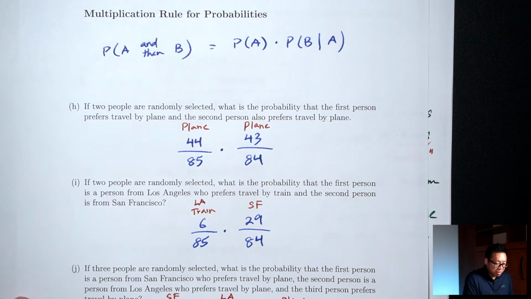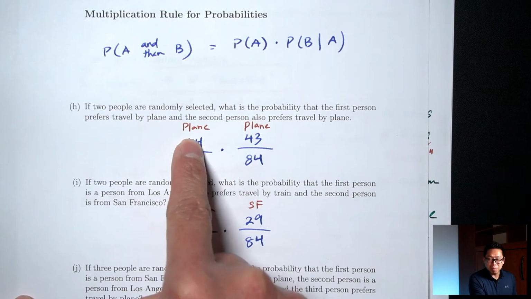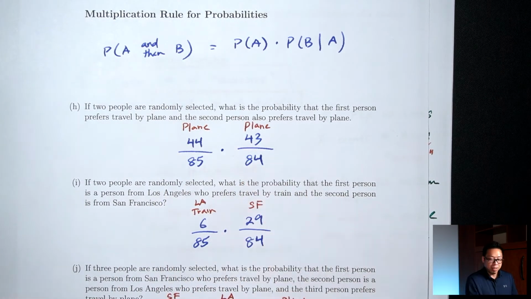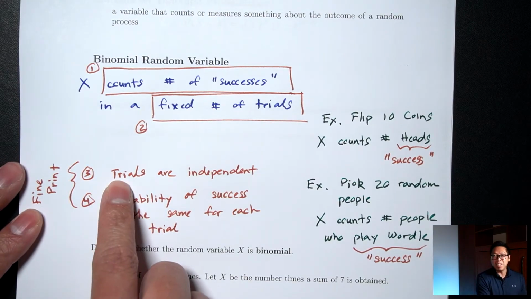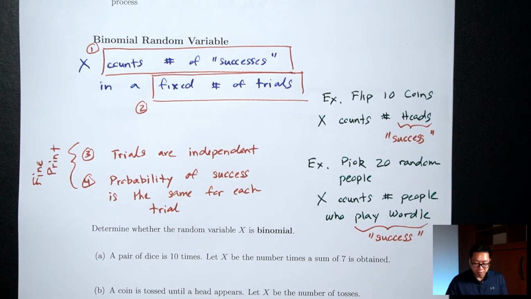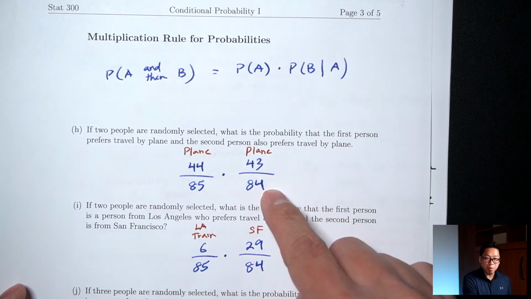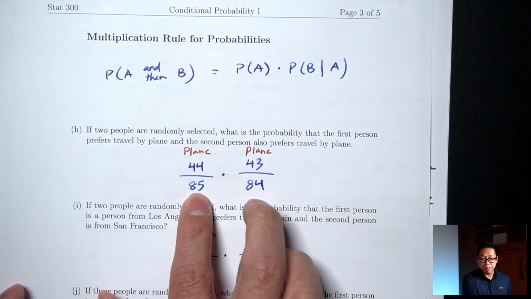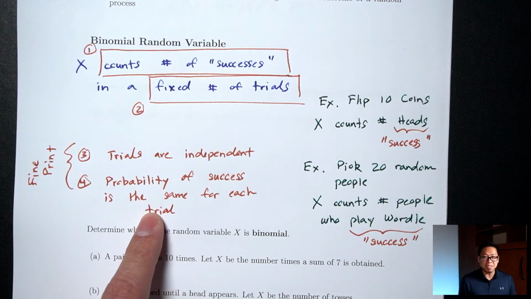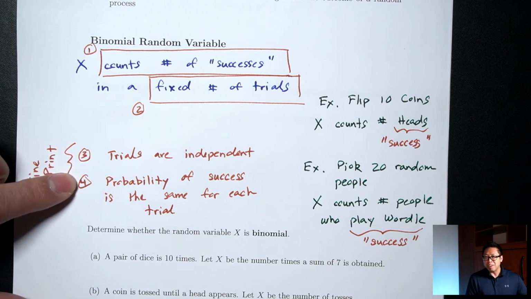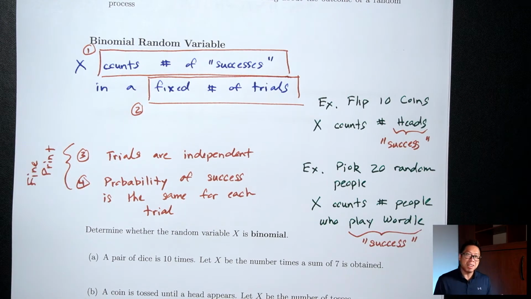So in other words, what happens on the first slot, the first trial, did affect what happened on the second trial. In other words, the trials are not independent. And also, if I look at the probabilities, 44 out of 85, 43 out of 84, they're not the same. Right? So probability of success is not the same for each trial. So in the picking people situation, requirement 3 and requirement 4 are technically not met. But why is this kind of okay?